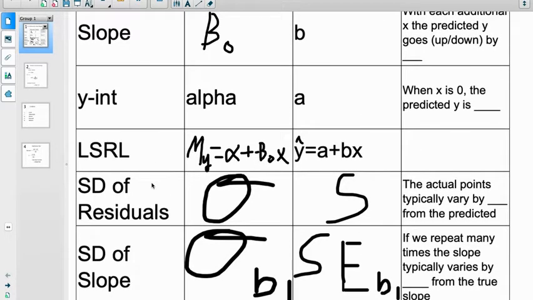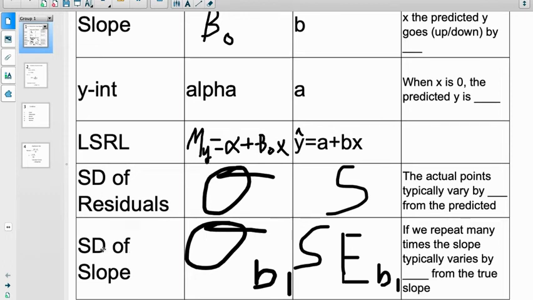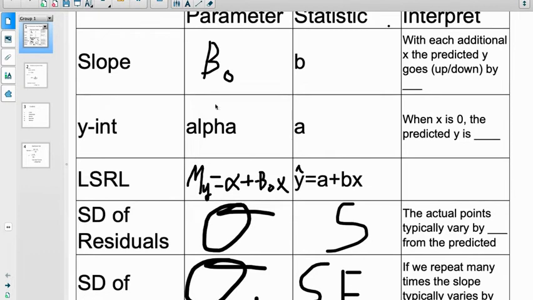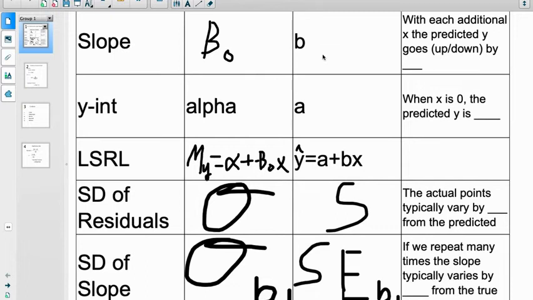Standard deviation of the residuals. Remember, the residual is the actual point minus the predicted point. So the actual points typically vary by whatever it is from the predicted. And then the standard deviation of the slope is kind of something new. If we repeat many, many times our process, the slope will typically vary by blank from the true slope. So basically, we're not going to know things about the population, but we're going to use a sample to estimate things about the population.